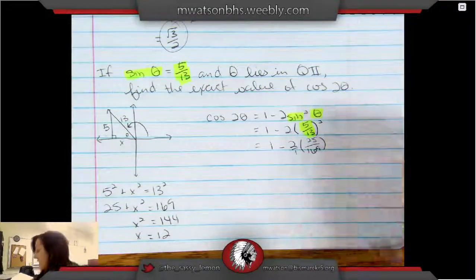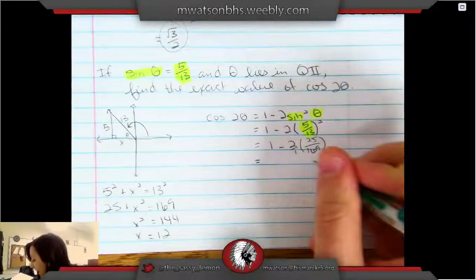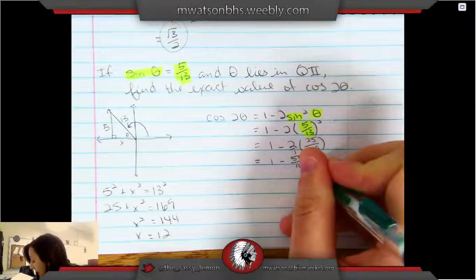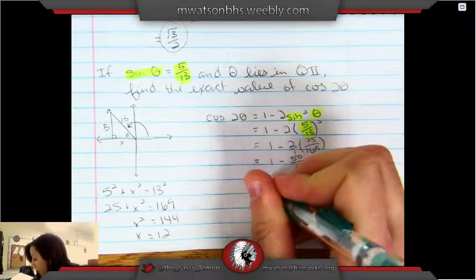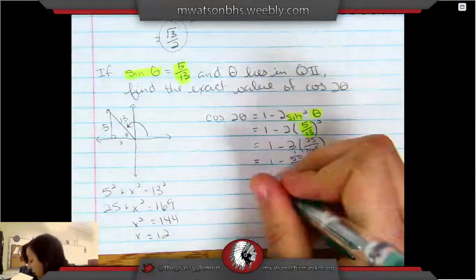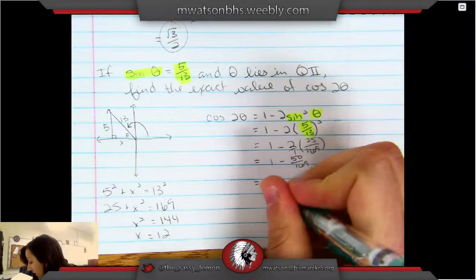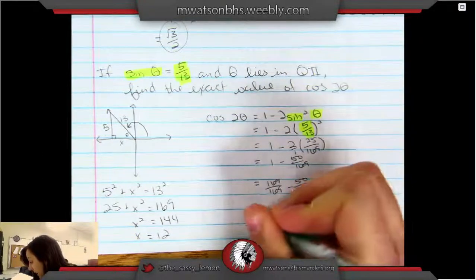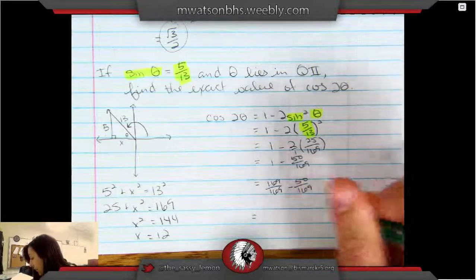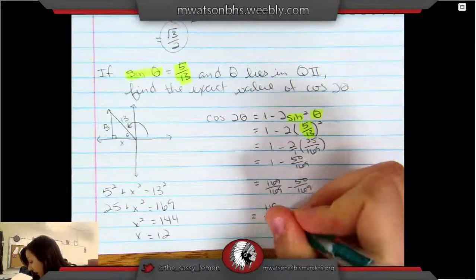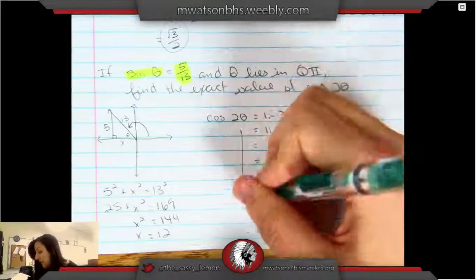Holy moly. And then we're going to have 1 minus 50 over 169. And in order to subtract those, we need to get common denominators. So we've got 169 over 169 minus 50 over 169. And the final answer is 119 over 169. So this is equal to this.